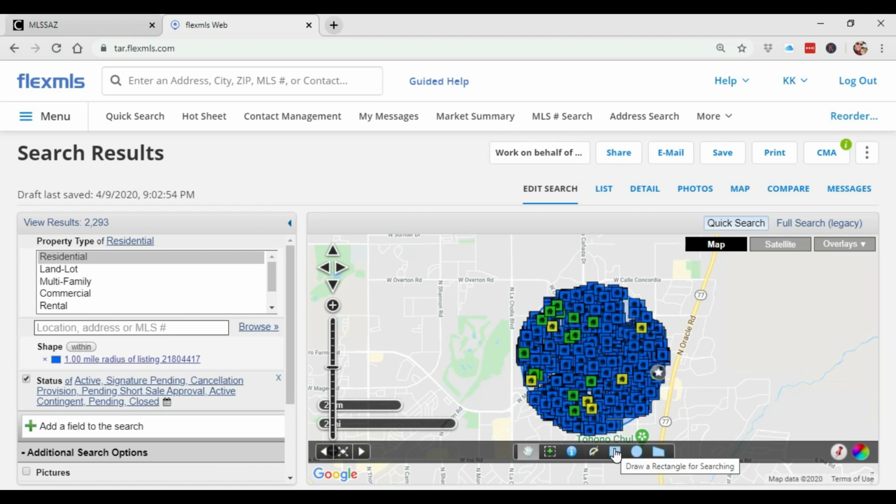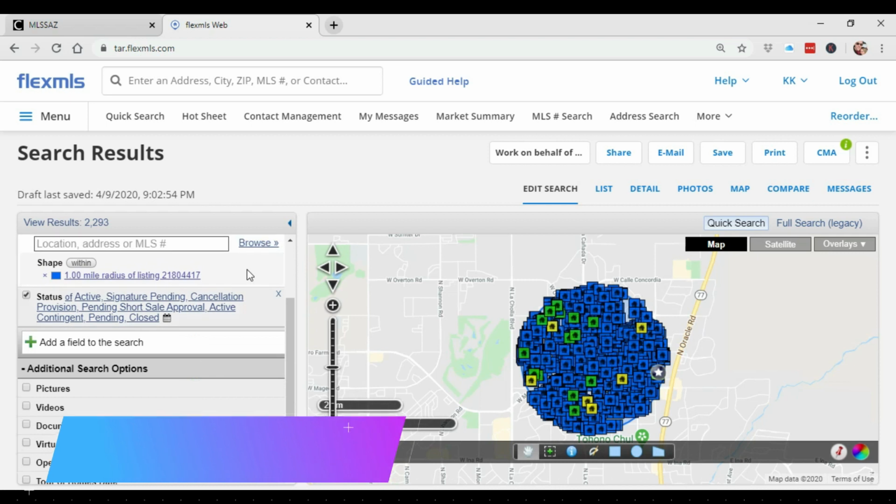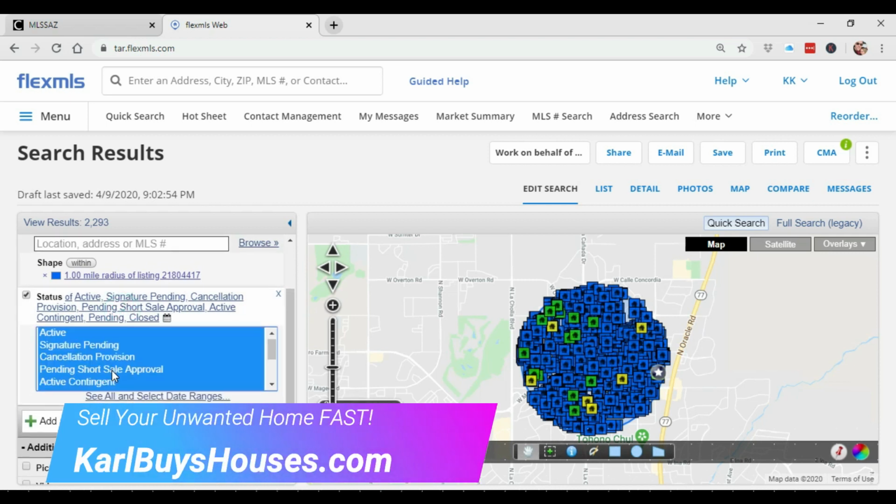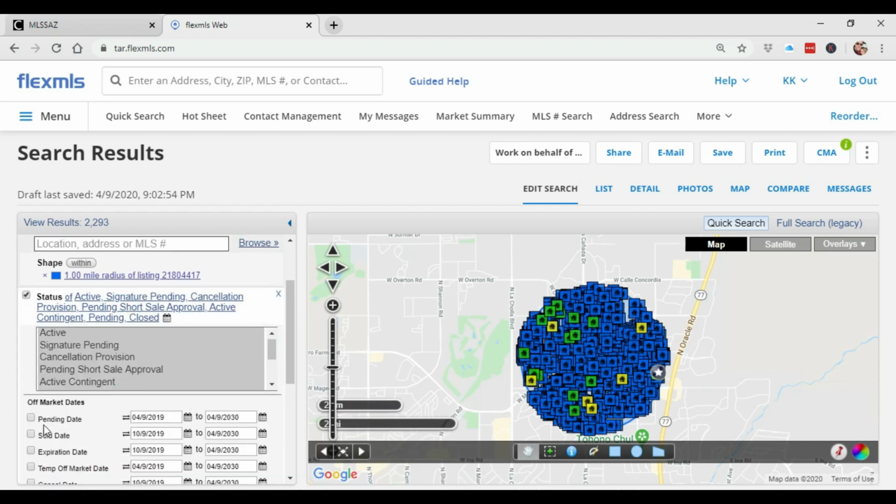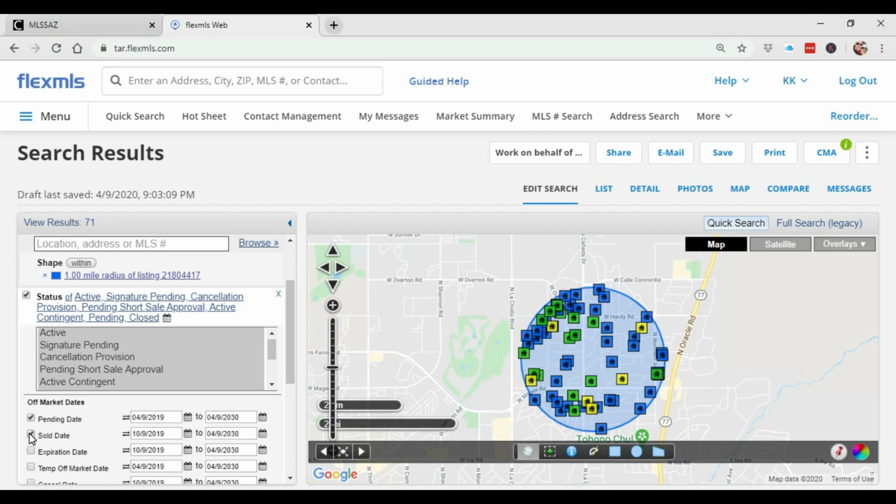So we're going to change a couple of things. First, we're going to say within a particular date range, so everything that's happened within, say, the last 6 months. Let's see what's happened. Boom. That brings it down to 71. All right, that's a little bit more accurate.